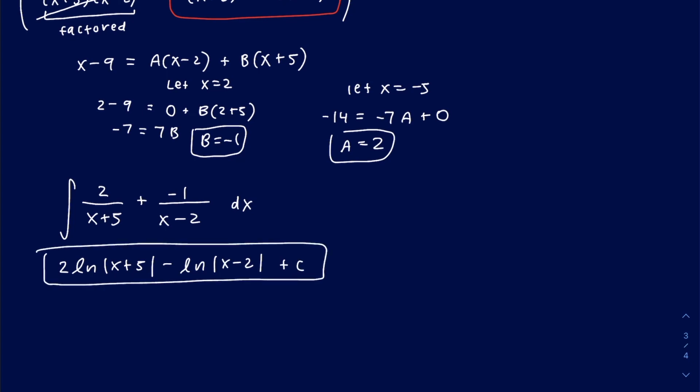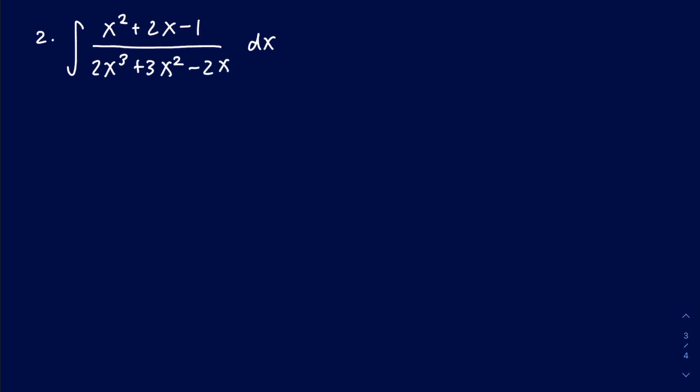That is your answer. The second one I'm going to show you requires three fractions. It says the integral of (x squared + 2x - 1) over (2x cubed + 3x squared - 2x) dx. Before we start, you want to make sure, is this proper? Yes, it is proper because the power of the numerator is less than the power of the denominator.